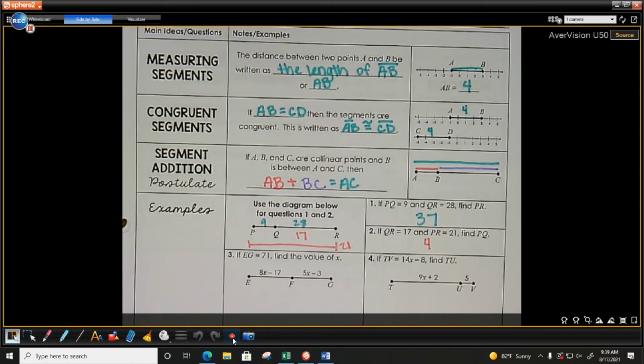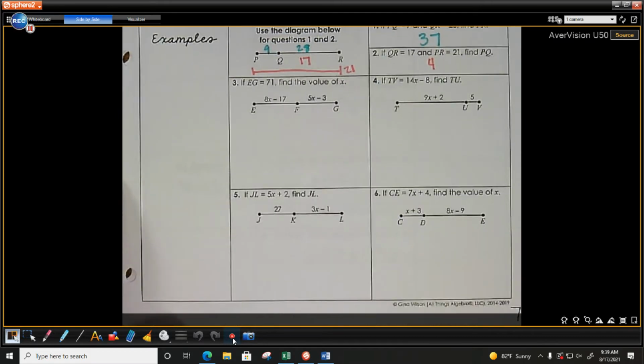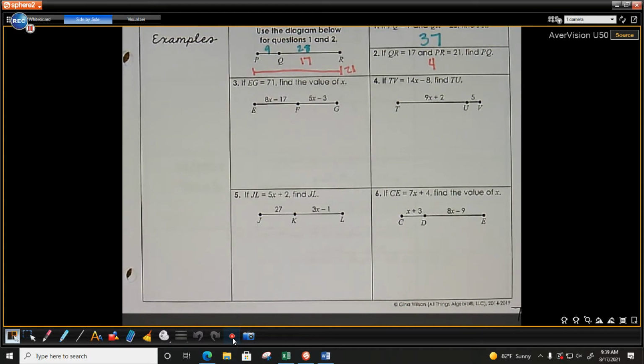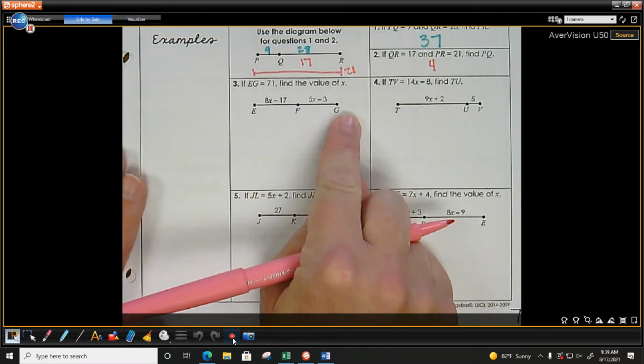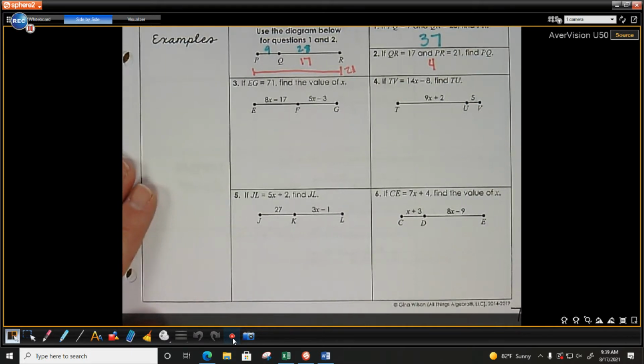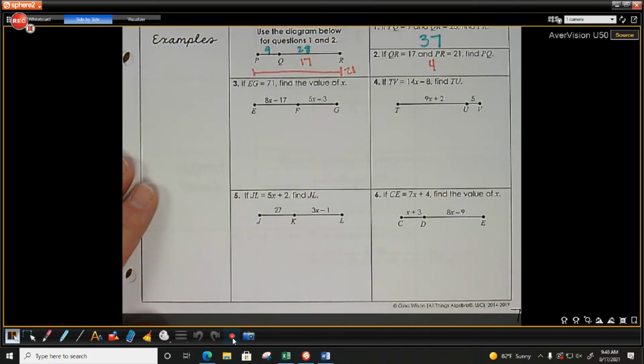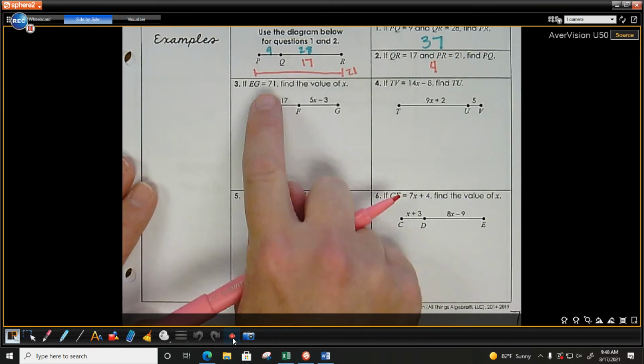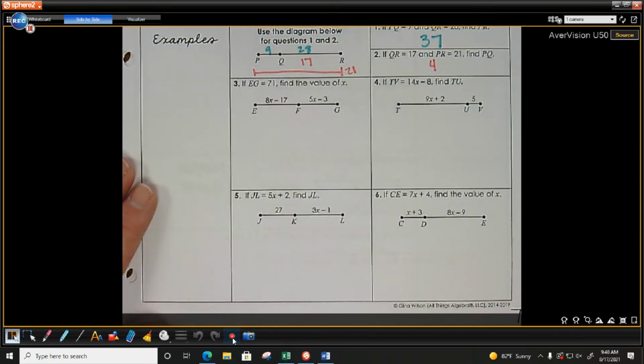Okay. Now this is where algebra comes into play. I told you all the most important thing from algebra to help you be successful in geometry is solving equations. Okay, if EG, so the whole segment is 71, find the value of x. So what am I going to do here? They're not equations, they don't have equal signs. I'm not doing it for you guys. I have a piece, and I have a piece, and it tells me the whole. What should I do to solve for x? Add the two. 13x. Line segments, thank you.